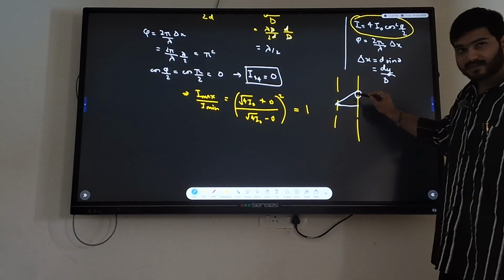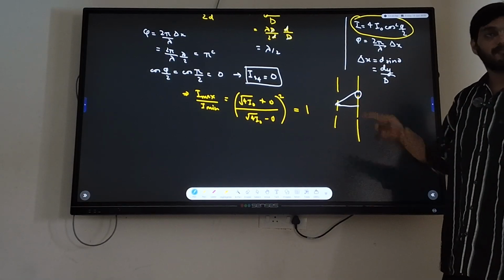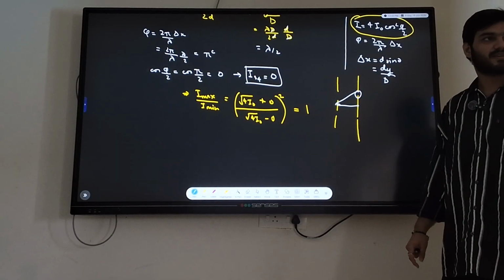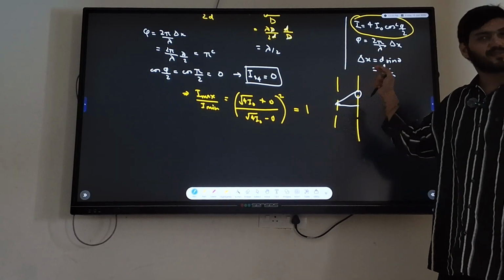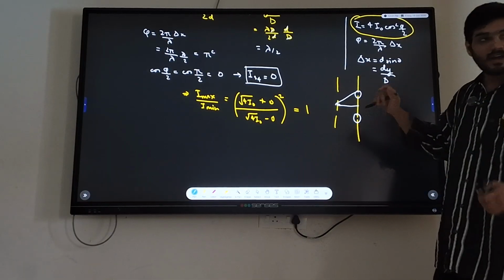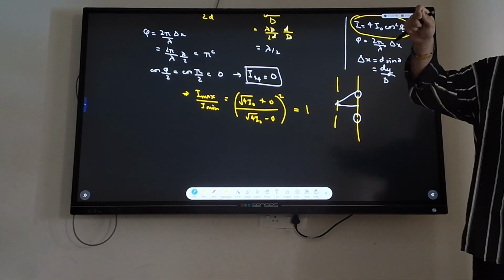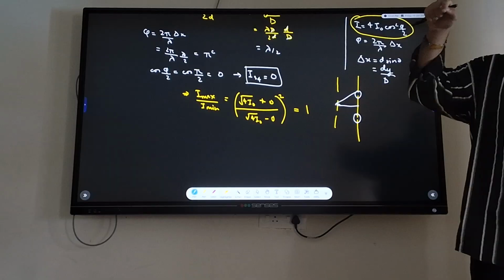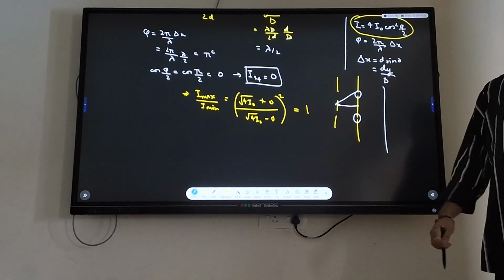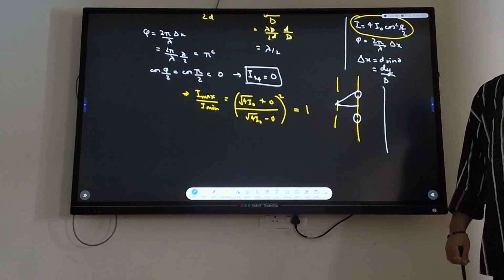So this slit will act like a source with that intensity. Do you understand? That slit will act like a source with that intensity. You can do the same thing here as well. And now they act like 2 sources that give off that intensity, and then you will find something here. Are you understanding?